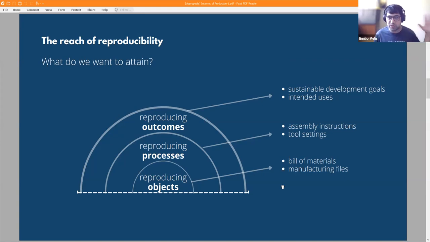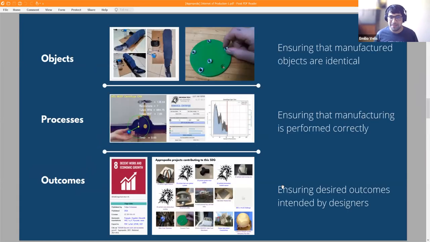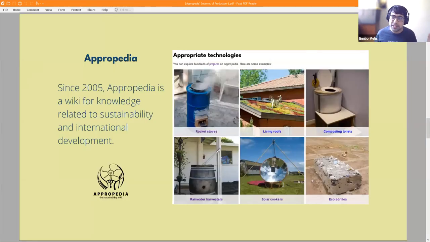Having a sense of these three levels, I have to say that they're all important. That means that we can build the exact physical item in the way that designers wanted it to be built. Then that manufacturing is done correctly and things work, that people have the capacity to reproduce something, having the tools and the know-how. And finally, that whatever is built is going to help the person solve a specific problem, and that it is similar to what the designer or the creator wanted it to be like.